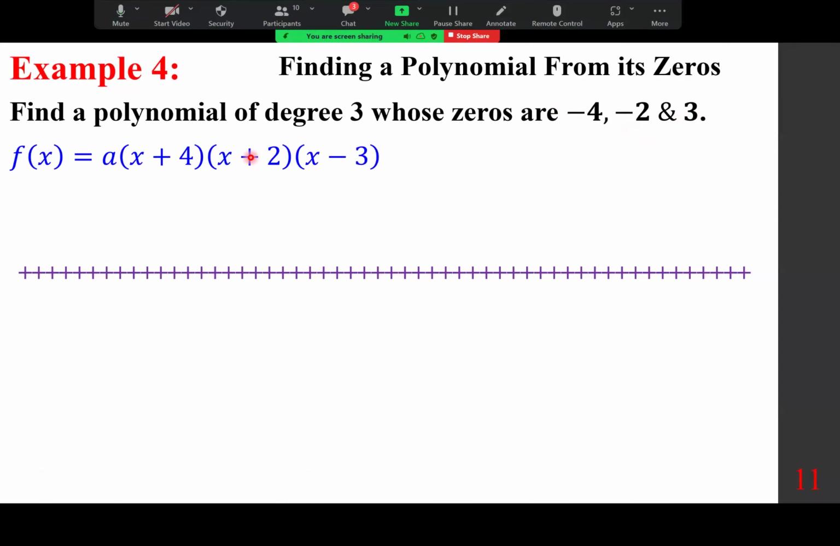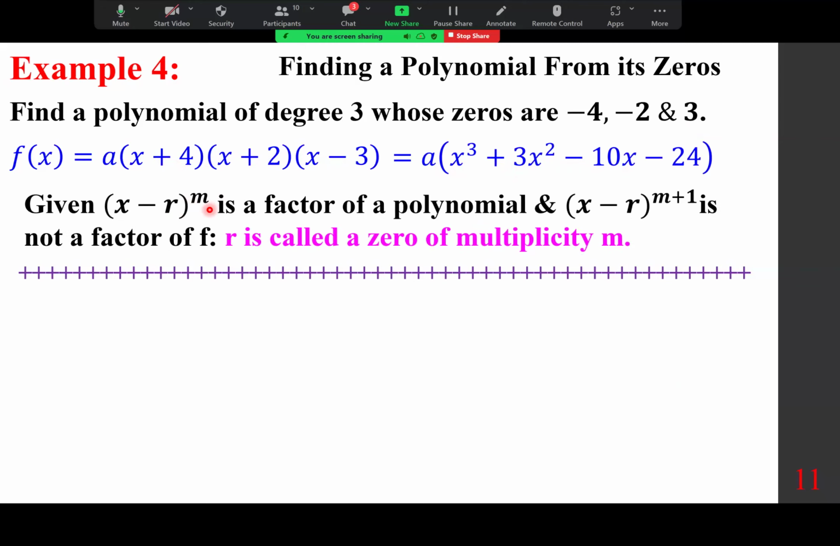Why a? Because there are infinitely many polynomials that have these zeros. And if you change the leading coefficient, of course, multiplying the entire thing, the graph shape changes a little bit, but the zeros remain the same. So you're going to multiply these three. I'm going to leave it for you to do that. And you end up with a times x cubed plus 3x squared minus 10x minus 24. Everybody can do the multiplication.